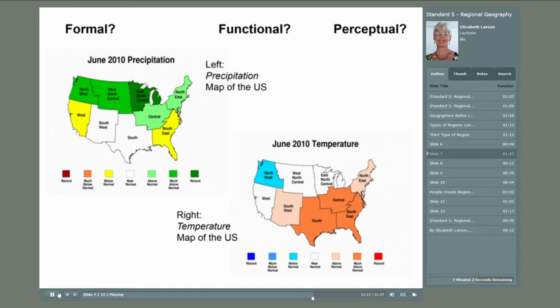The map in the lower right-hand corner is showing temperatures. It's also broken into the same sub-regional areas as the precipitation map, but in this case it's showing us temperatures that are either below normal or above normal, or record temperatures, highs and lows. These two maps are formal maps.